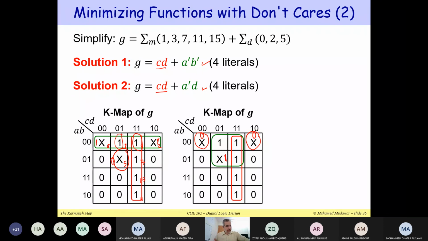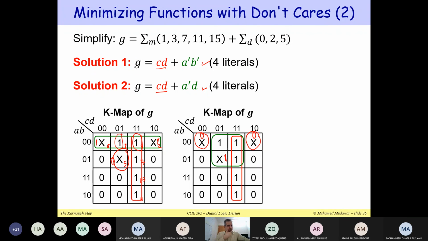So in the first solution, in solution number 1, the don't care 0 and the don't care 2, we made them ones. We made them minterms. We combined them with the minterms, and the don't care at index 5, we did not cover it. So we made it 0. Whereas in the second solution, we did the opposite. We did not cover the don't cares at index 0 and 2, so we made them zeros. Whereas we combined the don't care at index 5, so we made it 1.